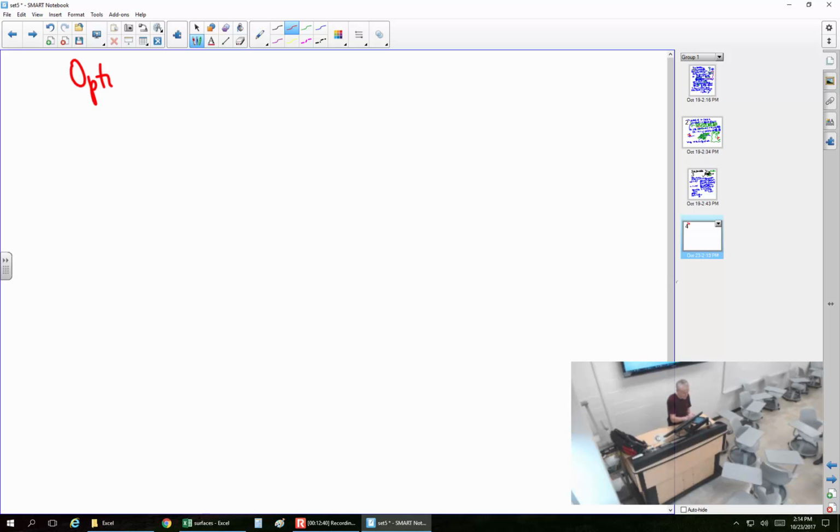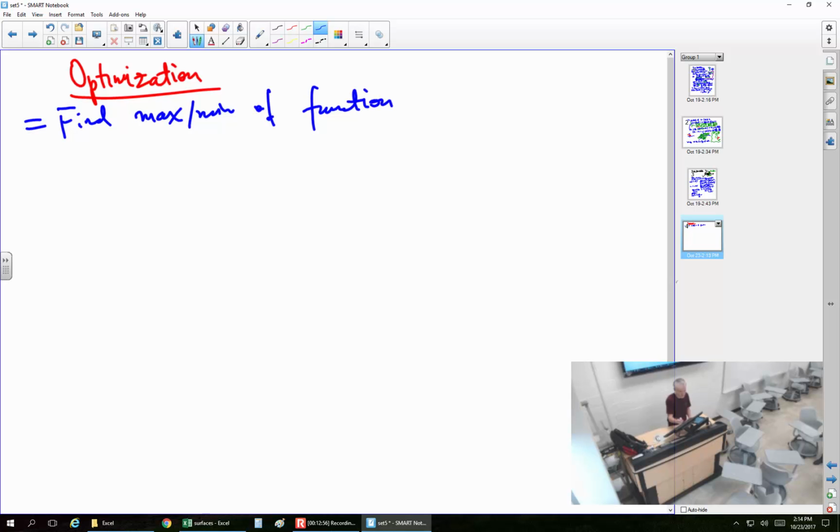So optimization. Find max, min. That's all. That's what optimization is. Functions. Not just all functions. The optimization of a parametric curve doesn't really make sense. So we're talking about functions of real values.